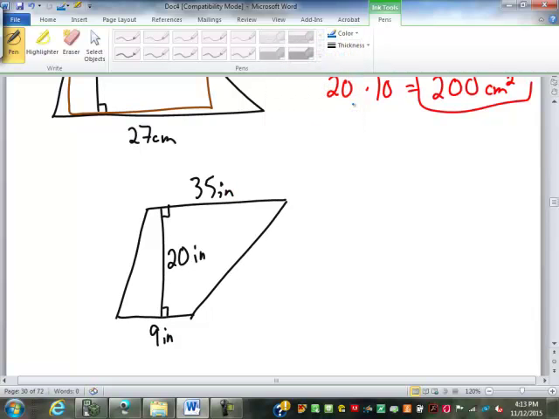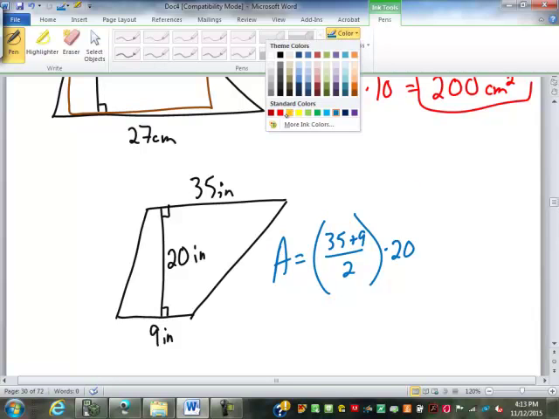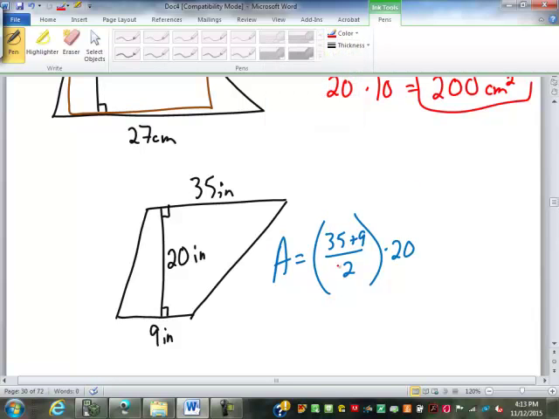So on this one, find my area. What are my two bases? 35 and 9. So it's 35 plus 9 divided by 2, and that's going to be multiplied by the height of 20. So let's do 35 plus 9 divided by 2, which gives us 22. Times 20 is 440, and that is inches squared.